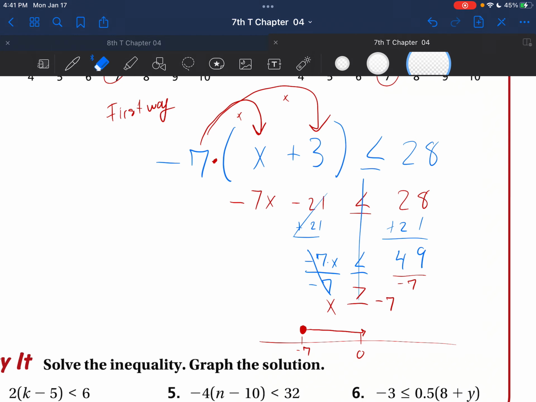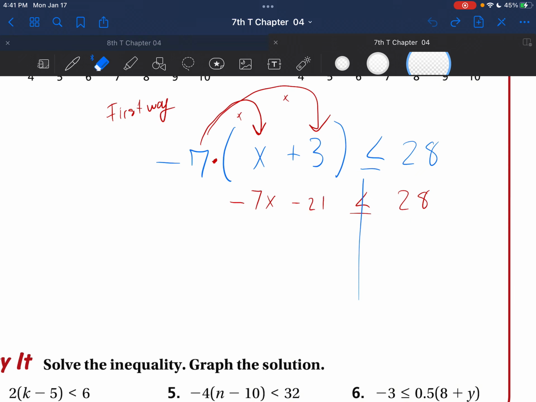Remember I said there's two ways to solve this problem. So I'm going to show you the second way. I would like you to write it down just so you know, because sometimes it might make the question easier for you to solve. So here we go. Let me just press back.